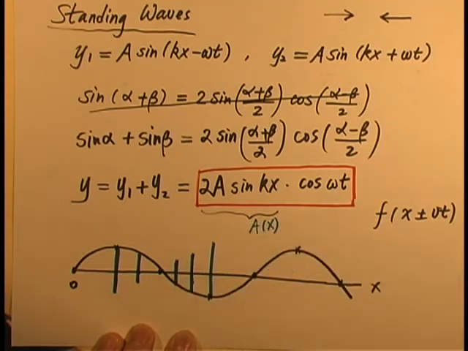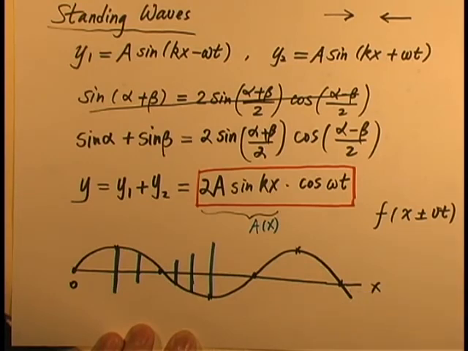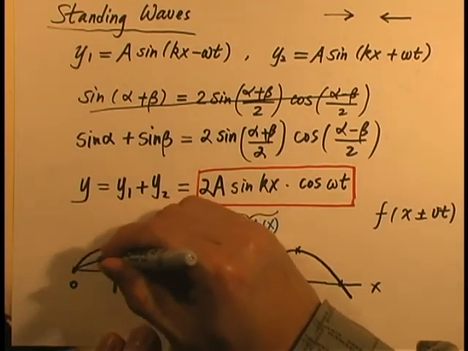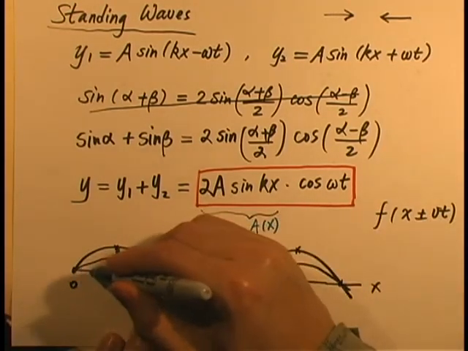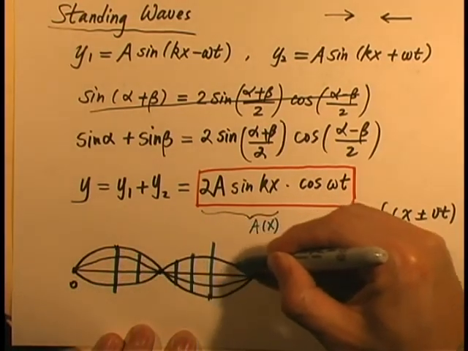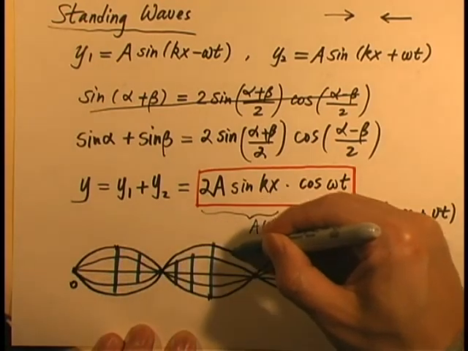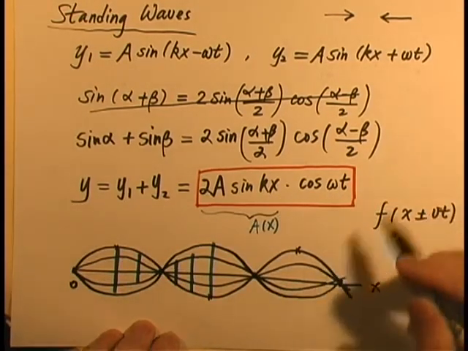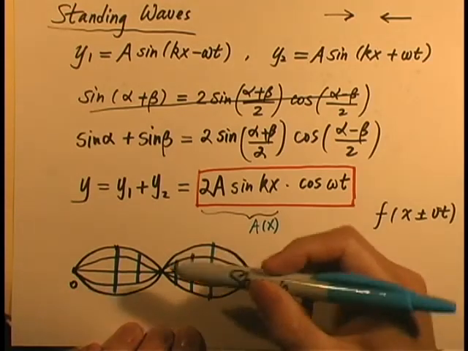So here is the string at one moment. The next moment, the string might look like this. And the next moment, it could be momentarily flat. And then the next moment, it could oscillate like this. And then the next moment, it could oscillate like this. And this alternates time and again. It goes up and down, up and down, up and down.